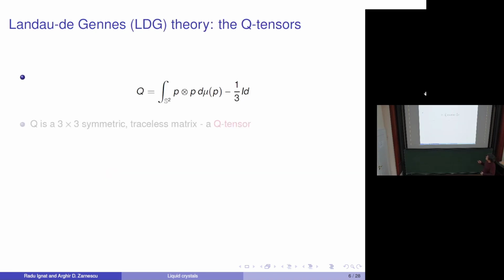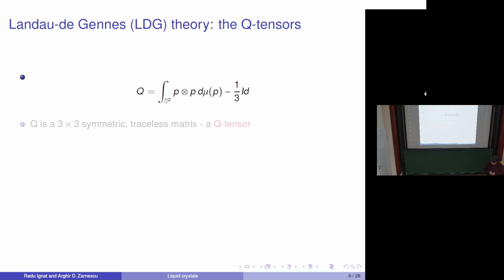Now, de Gennes had this intuition of simplifying the situation a bit, because having a probability measure at each point in space is complicated. There are theories that use this, but then things become very hard to simulate. So de Gennes had this intuition of not using the whole measure, but just part of it. To some extent, he inspired himself from Landau, who did related things earlier on. So that's why we have this Landau-de Gennes theory.